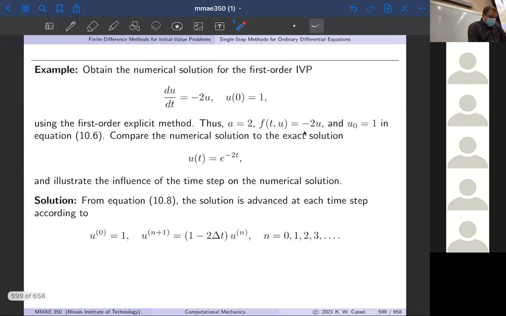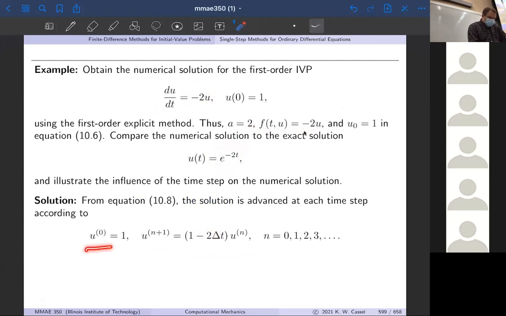So let's say a is 2. So if a is 2, then du/dt is minus 2u. So now a is again 2, f is minus 2u. So now our exact solution is e to the minus 2t. And then this is that same equation, but now with a equal to 2. Everything else is the same.